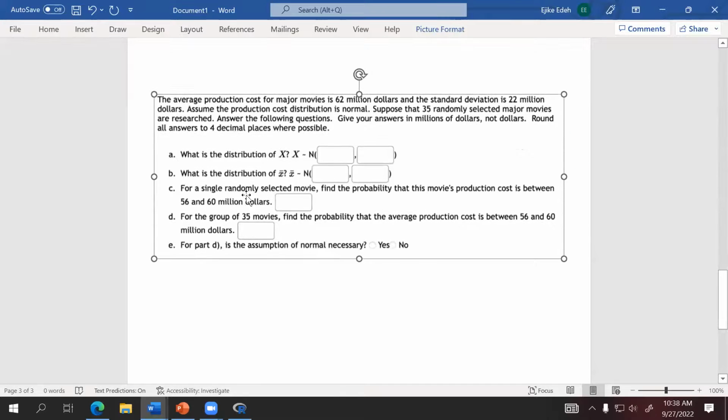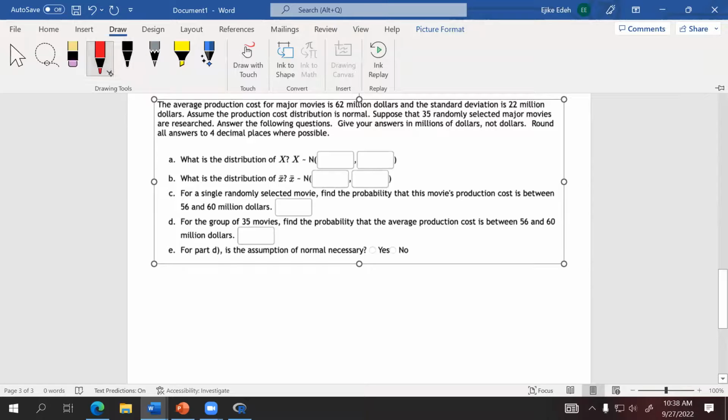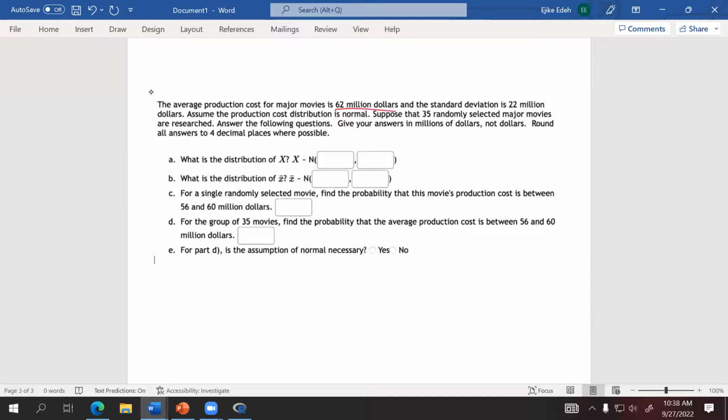The first is asking you for what we've been doing so far, the distribution of the data itself, which is the mean, right? There are $62 million here. What is that? Okay, 62 is the mean, the average production cost, and 22 is the standard deviation. So your data, which is your X, is distributed that way. The mean is 62 million, and the standard deviation is still 22. So that is the answer to that question.